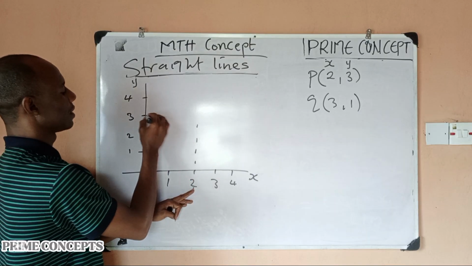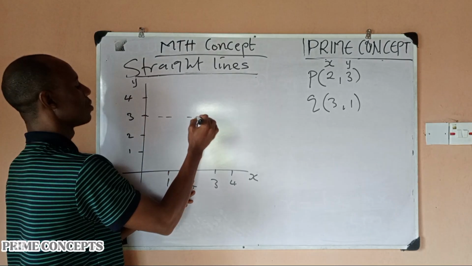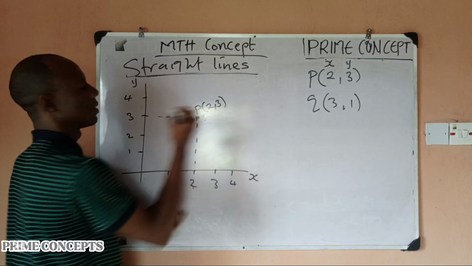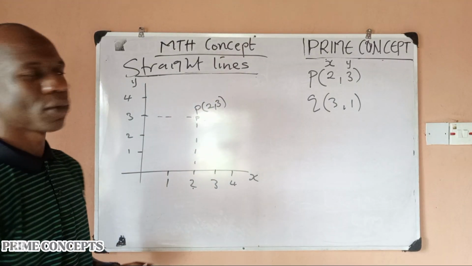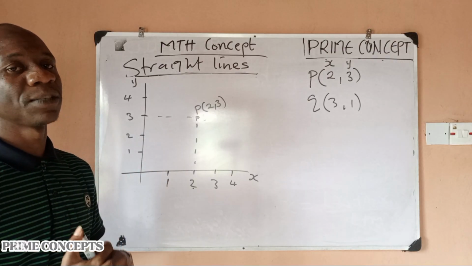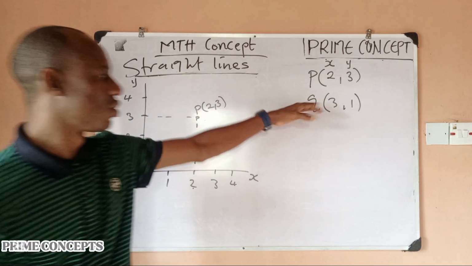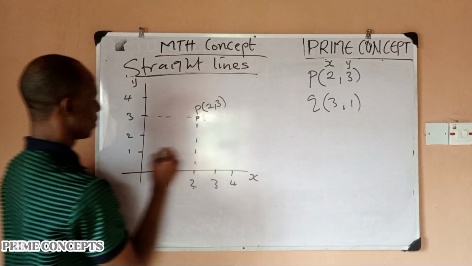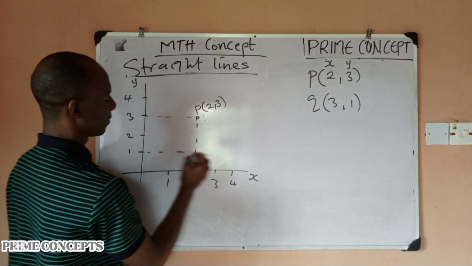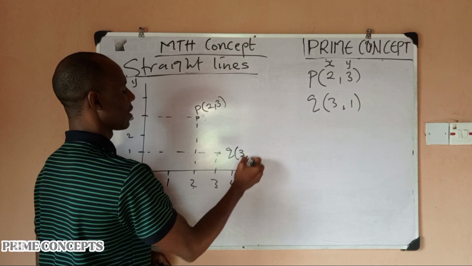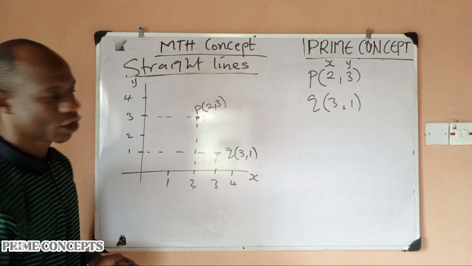If you trace this, you get the point. This is the point P, which is (2, 3). So we have located point P in space. This is how you can locate a Cartesian coordinate point in space. Now I want to locate point Q. Q is 3 on the x and 1 on the y. So this is point Q, which is (3, 1).